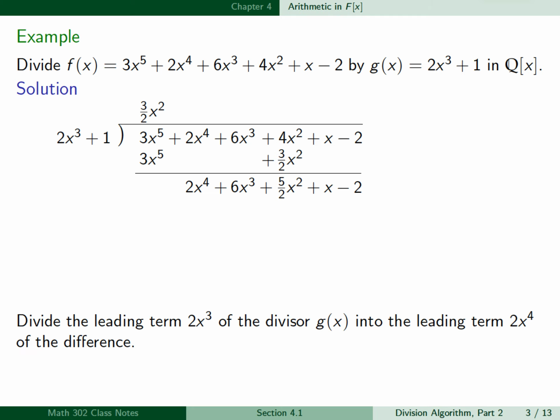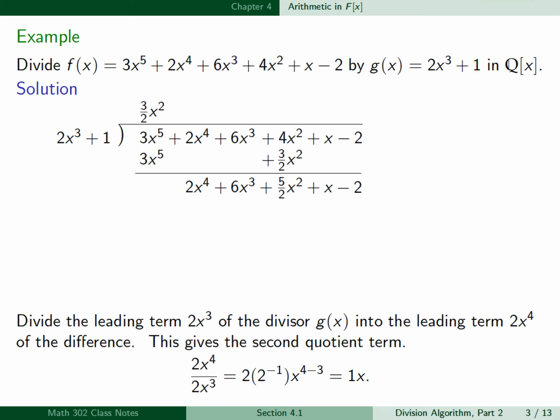Now, for our next step, we divide the leading term 2x^3 of the divisor g(x) into the leading term 2x^4 of the difference. And this will be 2x^4 divided by 2x^3, which is 2 times 2^(-1), x^(4-3), which is just equal to 1x.